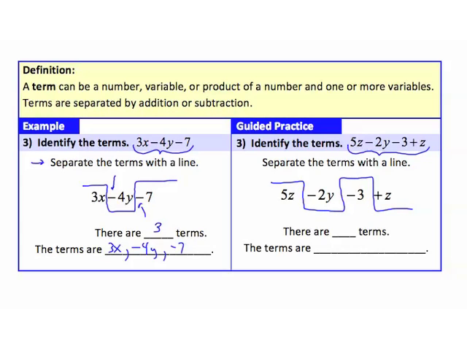Okay, and in this case we have 4 terms, and if we list the terms, 5z, it's positive, so we don't need a sign in front of it. The next term is negative, so we want to have a negative 2y. The next term is also negative, so we want to list that as negative 3. The last term is positive, so we don't need to put a sign in front of that. That term will just be z.